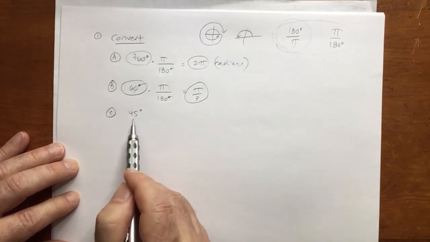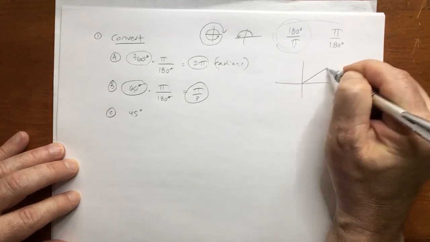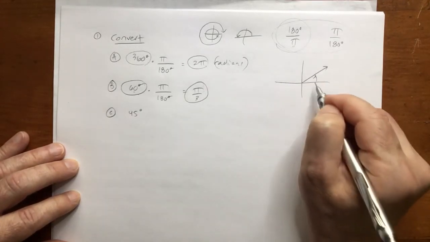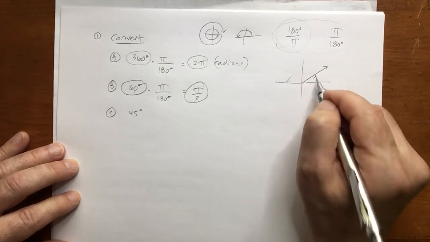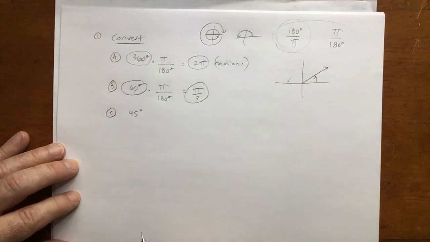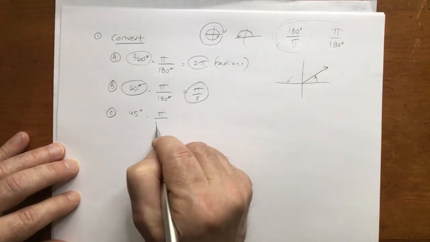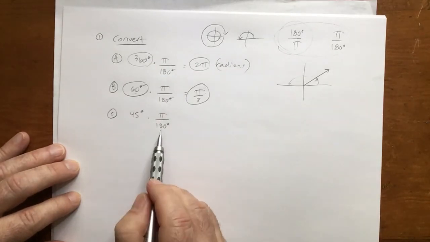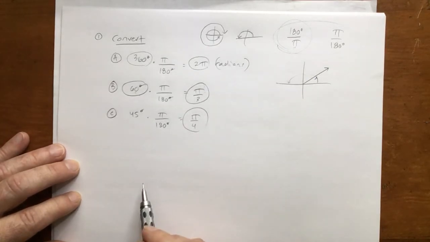Here, do this one in your head. 45 degrees. For a 45 degree angle right there, well, that's halfway to 90. It's a quarter of the way to 180. That must be pi over 4 radians. Well, let's see. Use the conversion factor. Those reduce. 45 goes into 180 4 times, and we got what we wanted.